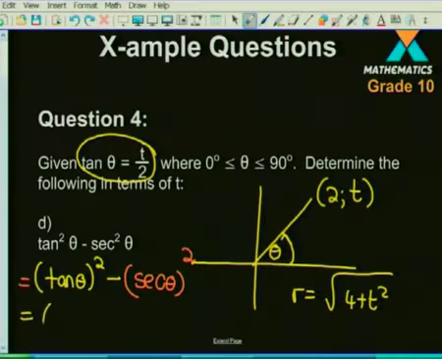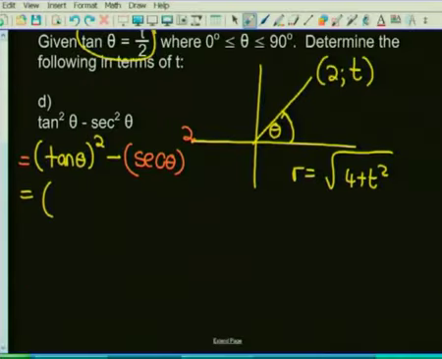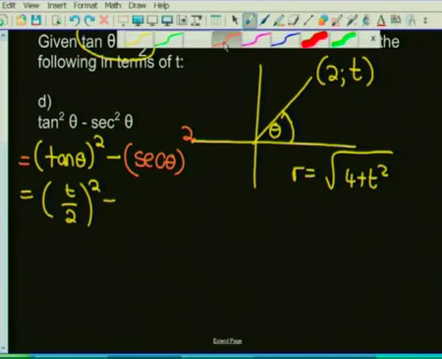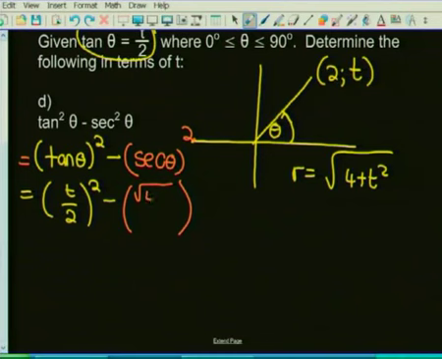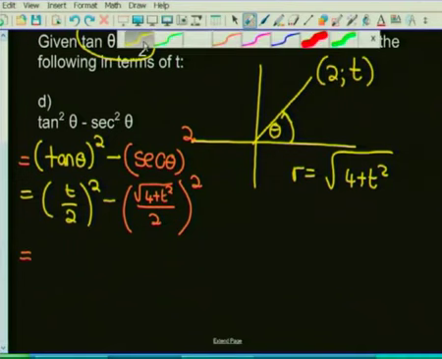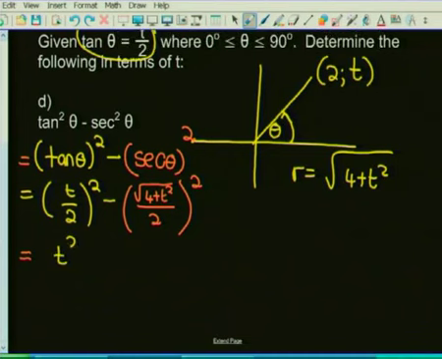If it's in your question, just use it. So we go along here and we'd say that tan is t over 2, all squared. Now we did work out the sec of theta earlier, but I'm just going to use it again here. Remember, sec is your r value over your x value. So your r value is the root of 4 plus t squared over 2, and we've got to square it. Right, so now we go over here and we're going to square this thing, and it's just going to become t squared over 4, because that's nice and straightforward.